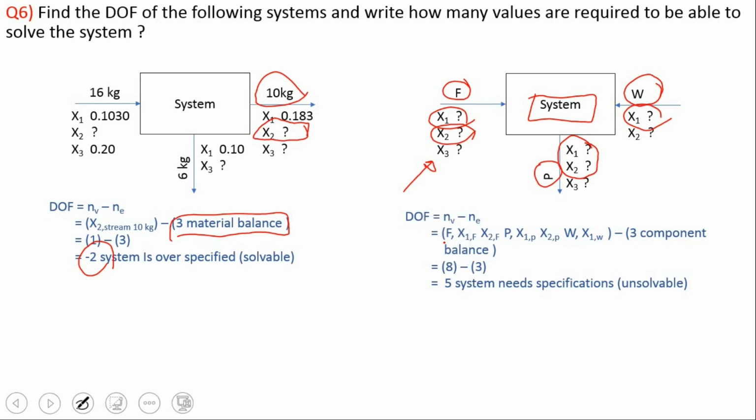So the sum of the unknowns will be 8, and we only have 3 component balances, for x1, x2, x3. So for the system degree of freedom analysis, it will be 8 minus 3, so it will be 5. The system needs specification to be solved. So we need at least 5 extra pieces of information, of composition or flow rate, to solve the system.